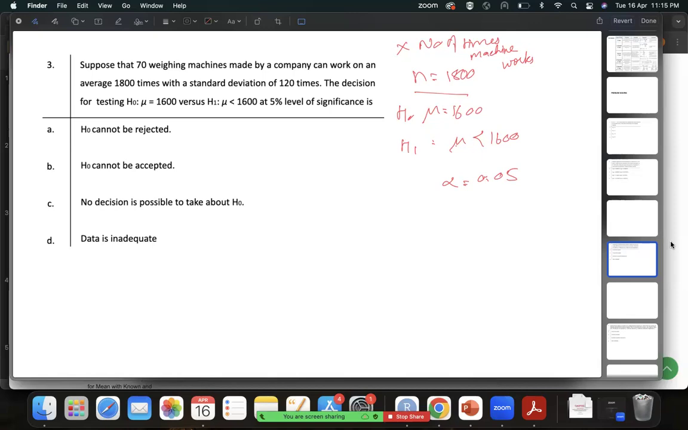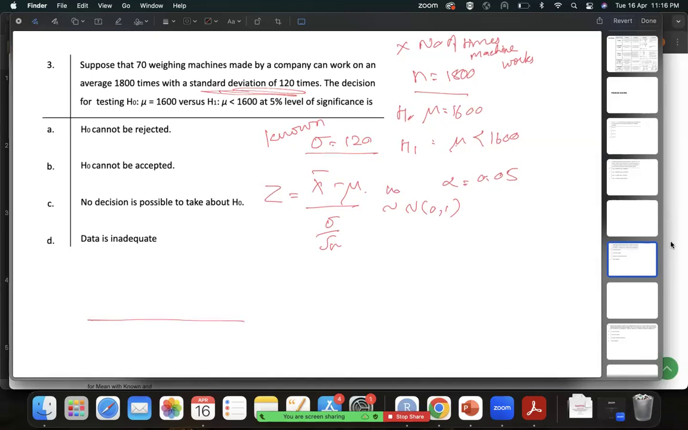You need to say what decision you take. Do you accept H naught, do you reject H naught, or can you not reject H naught? The standard deviation is also given, so sigma is known here. Whenever sigma is known, you use the normal test statistic, the Z statistic. The formula is x bar minus mu divided by sigma by root n. This follows a standard normal distribution under H naught.